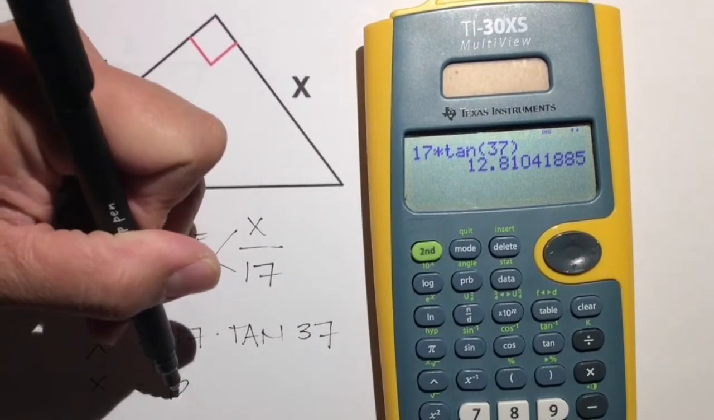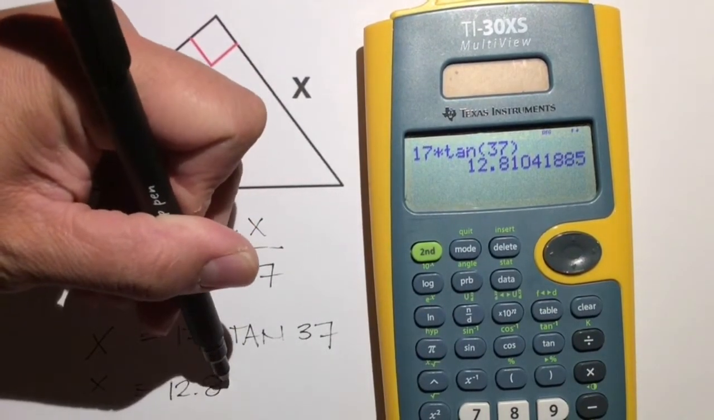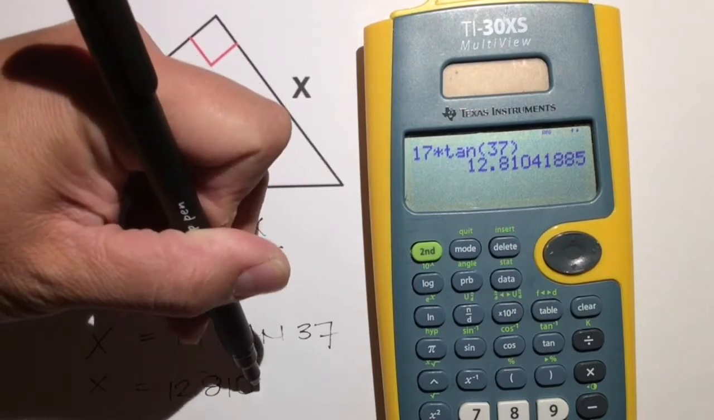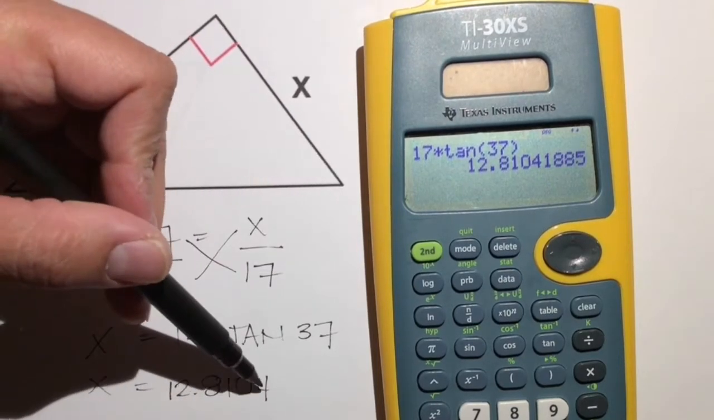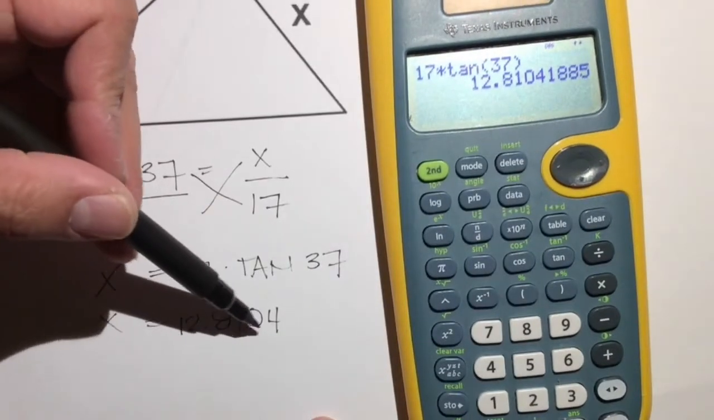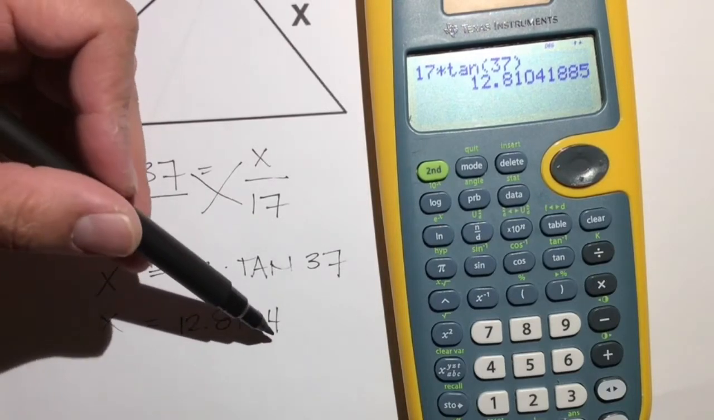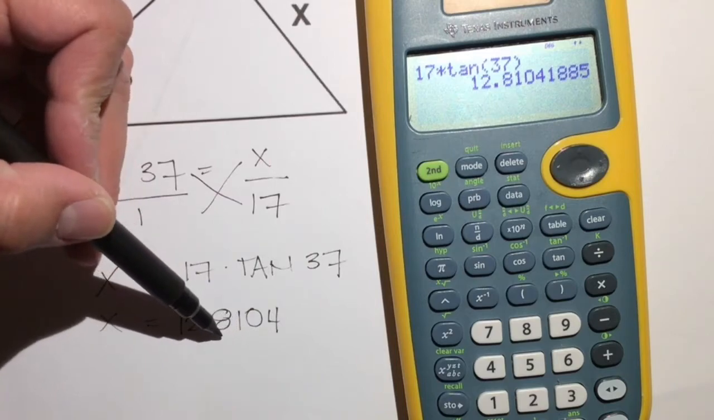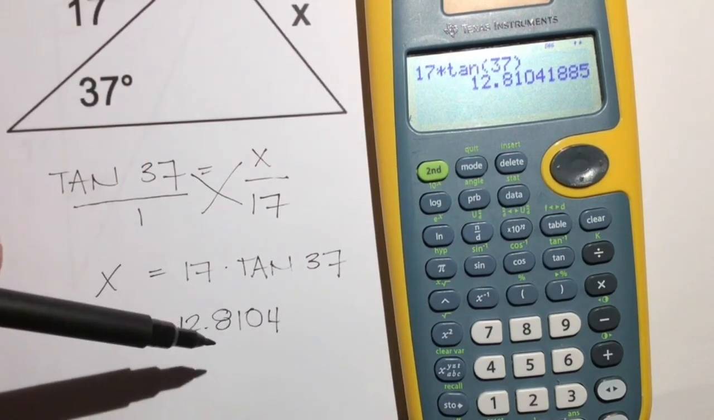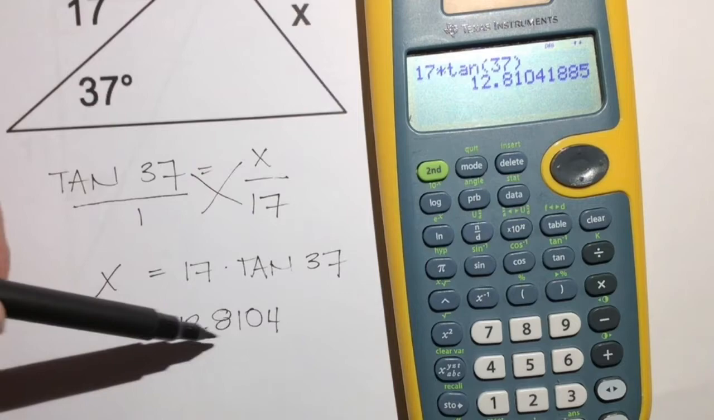X equals 12.8104. And I'm going to round it to just the 10,000th place. This is the 10th place, 100th place, 1,000th place, 10,000th place. I like to not round it too early.